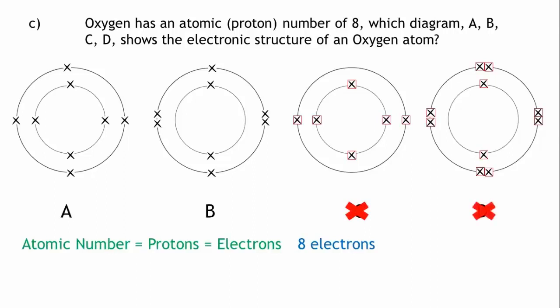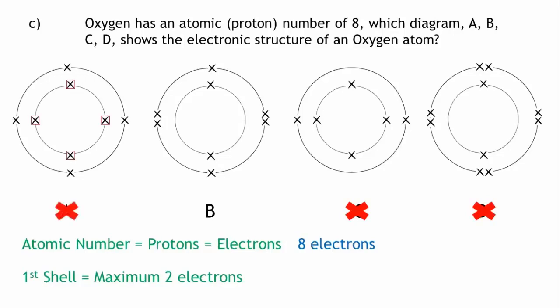What else do we know? We know that the first shell of an atom can only hold a maximum of 2 electrons. This means we can eliminate diagram A because it has 4 electrons in its first shell. Therefore, diagram B shows the correct electronic structure of an oxygen atom. It has 2 electrons in the first shell and 6 electrons in the second shell, making up 8 electrons.